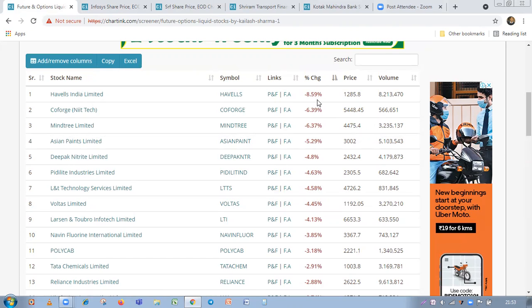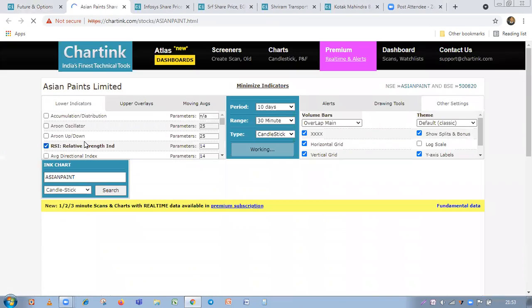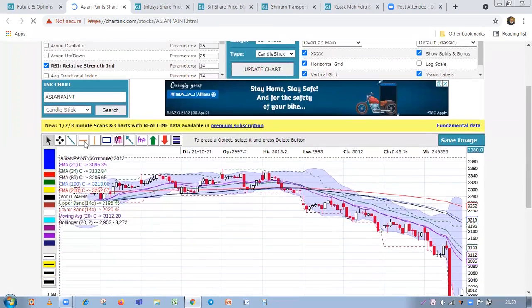Next is Coforge or NIIT Tech and Mindtree, accordingly. You can see, friends, Asian Paints even. So let us check the Asian Paints chart. I will show you where the breakout has happened, even yesterday or today.